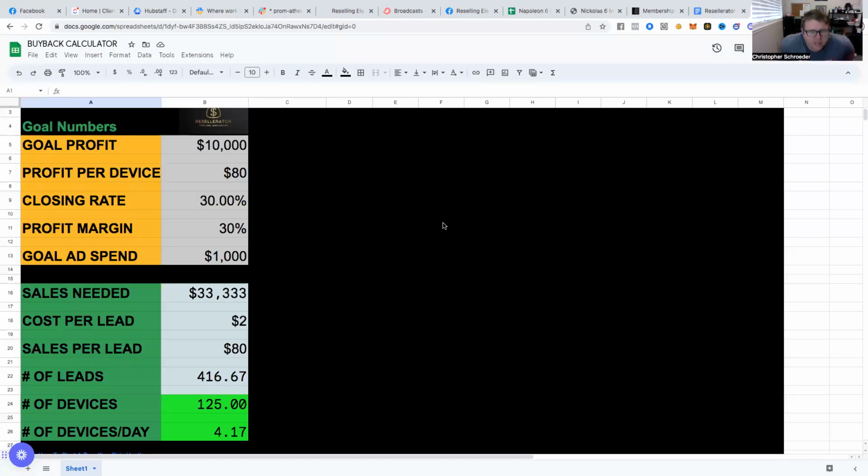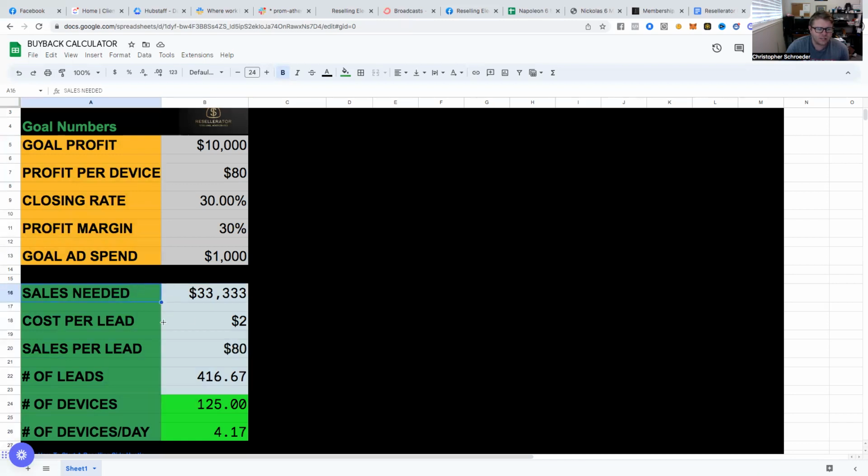So I created this calculator. It is a spreadsheet. It is pretty simple. You can find it in the description below. I put in some arbitrary numbers here, but these numbers help you understand exactly how this business works, right? And then you can change the numbers to better fit your needs. So right here we have our goal profit, profit per device, closing rate, profit margin, goal ad spend. These are the numbers that you can change, okay? These numbers down here, you don't want to change them.